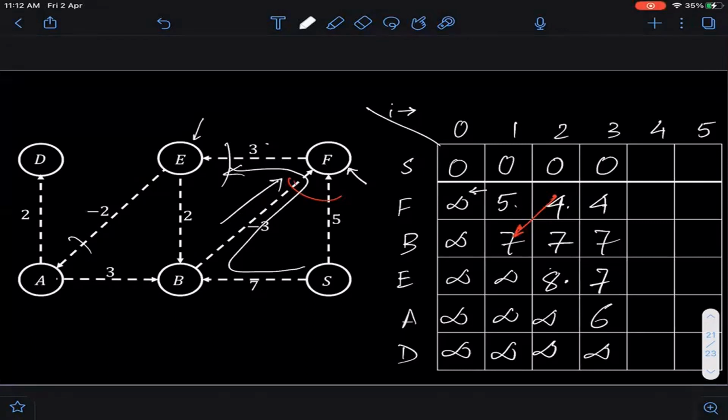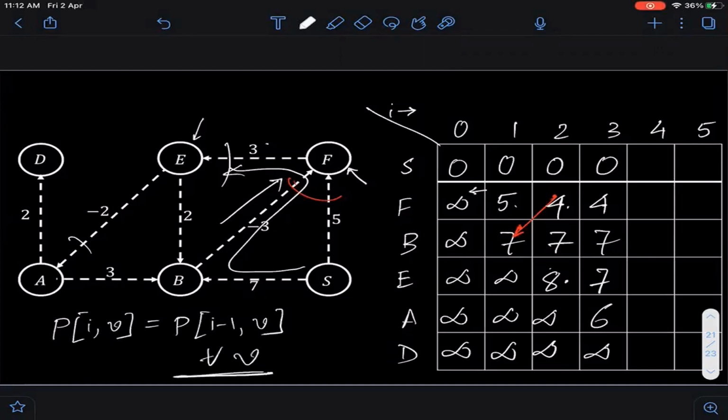What I'm trying to say is that suppose there is an iteration i such that p(i, v) is equal to p(i minus 1, v) for all v. This is important. If this happens for some i, then I can just stop my algorithm there, because after that nothing will be updated, right? If you compute p(i plus 1, v), then what will happen?